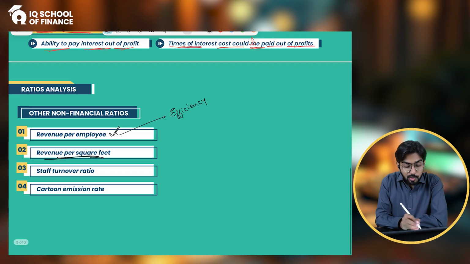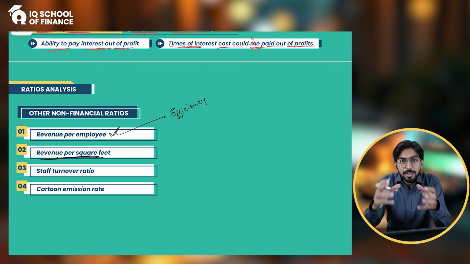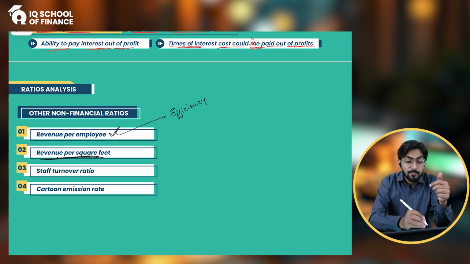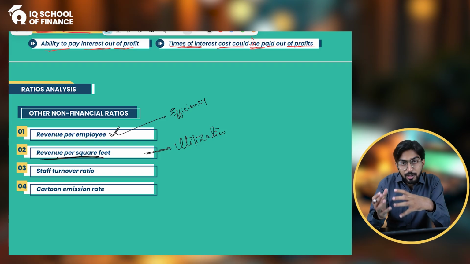Then revenue per square feet. For example, if you are a business with a mall, restaurant, retail outlet, or any kind of shop, you compare on each square foot how much revenue you are able to generate. You are talking about the utilization of your space, your area, how much area you are using and how much revenue you are generating. So you divide your revenue by the square feet of area, and then you will come to know how much revenue you are earning at each square foot.